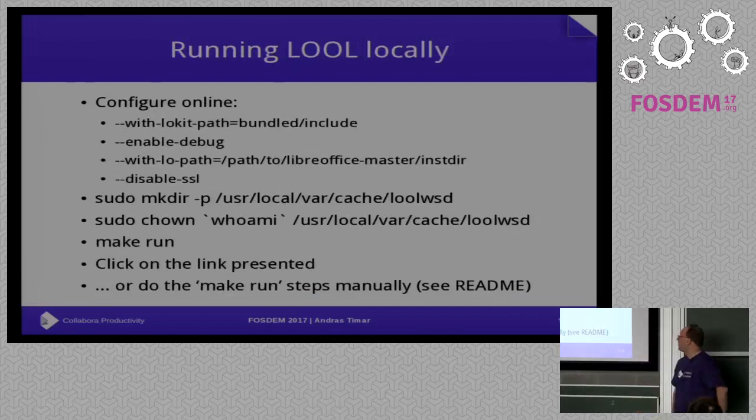For the developers, maybe it's the easiest to run the thing locally. I collected the information for this on this slide. When you configure the online component, you enable the debugging, and you give the local LibreOffice path to run against. Probably we want to disable SSL to make things a little bit less complicated. You have to create the cache directory and just issue the command make run, and click on the link that is presented on the console, and that's all. You can read more about this in the README in the source code.